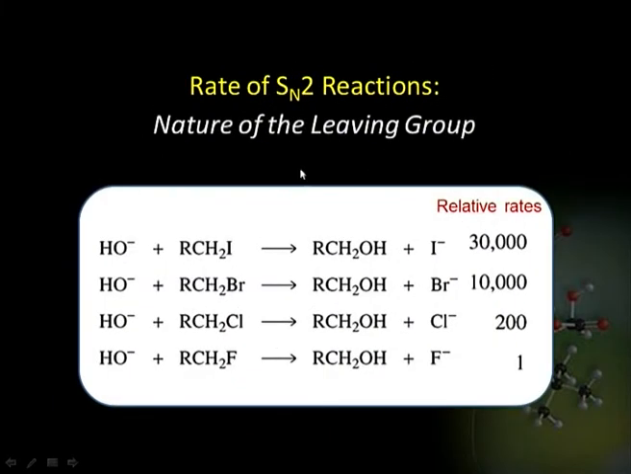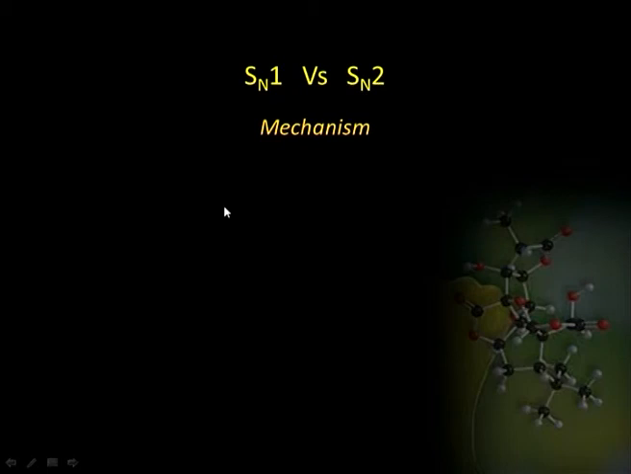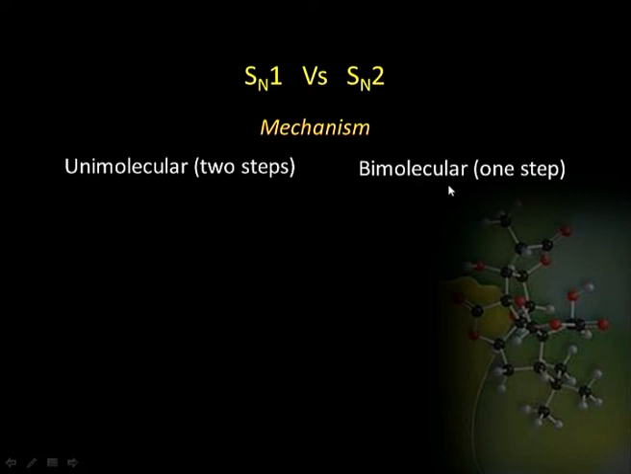If we look into the reactions depicting the effect of nature of leaving groups, we will see that the relative rates show that an iodide has a high reactivity, which is 30,000 times more than that in case of fluoride. If we compare the SN1 and SN2 reactions from various points of view, we will see that the mechanism of SN1 is unimolecular involving 2 steps, whereas the mechanism of SN2 is bimolecular with only 1 step.